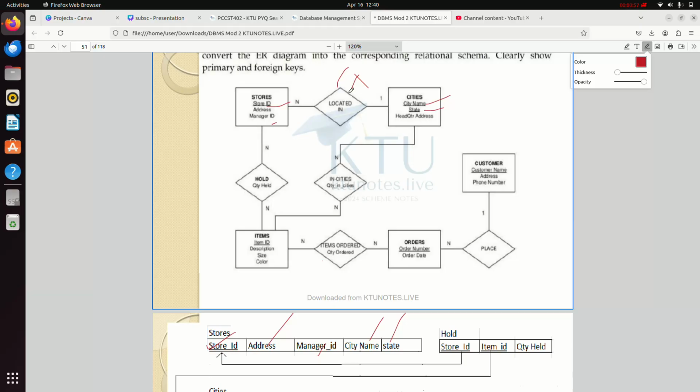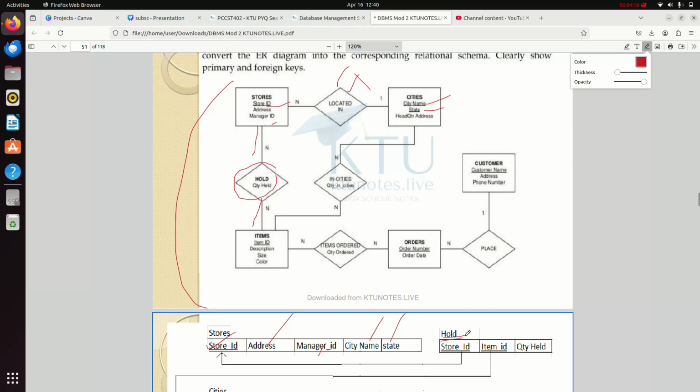Fine. Now, look at this relationship here. Hold. Here also total participation is there. This is a many to n relationship, many to many relationship is happening here. Since it's a many to many relationship, hold would have a separate table containing the primary key of store, that is store ID, given here, and item, that is item ID, also given here. Now this hold also has an attribute, that is quantity held. So that also we will write here. Understood?